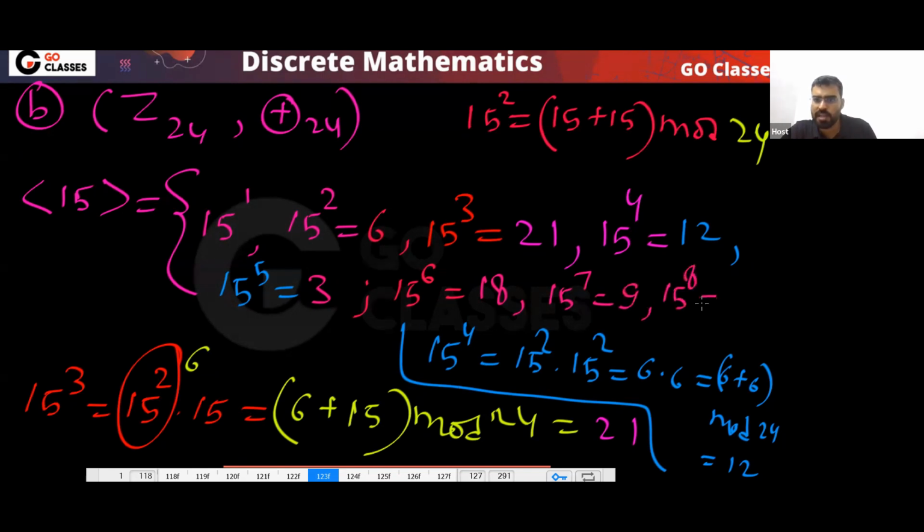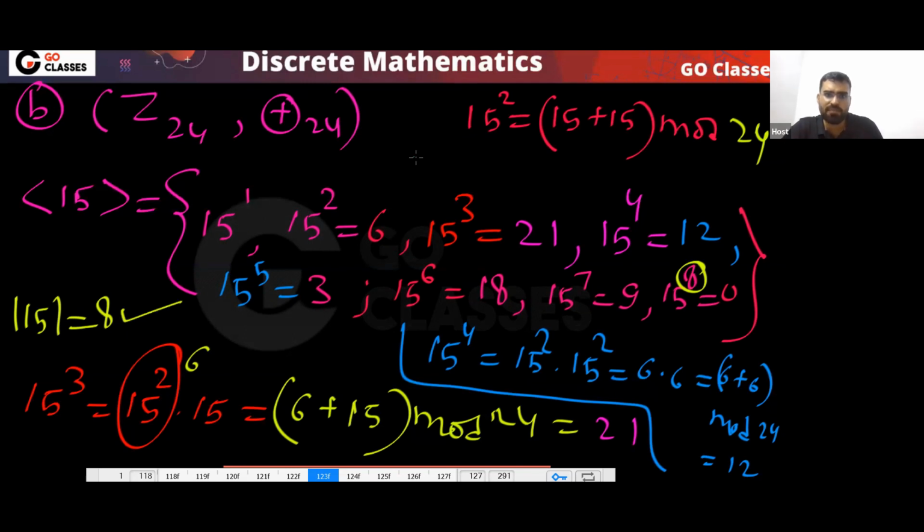What is 15 power 8? That will be 9 plus 15, so finally it will be 0. Now you can stop. So tell me, what is the order of 15? The order of 15 is this number, this smallest value.